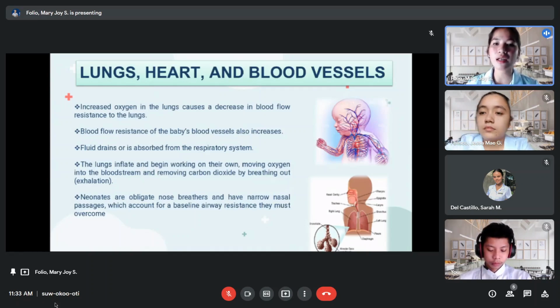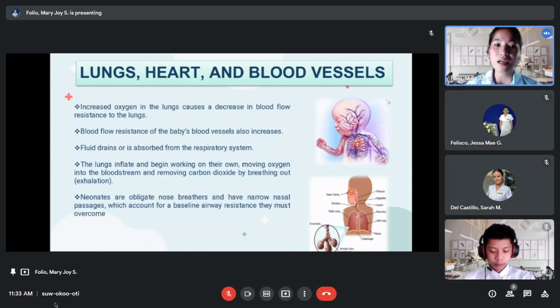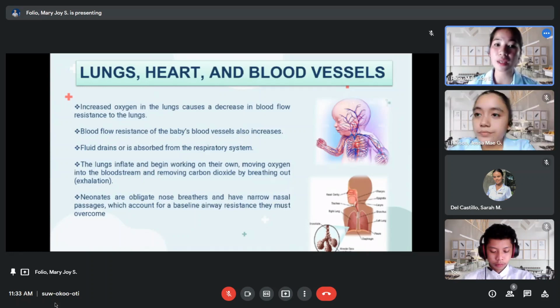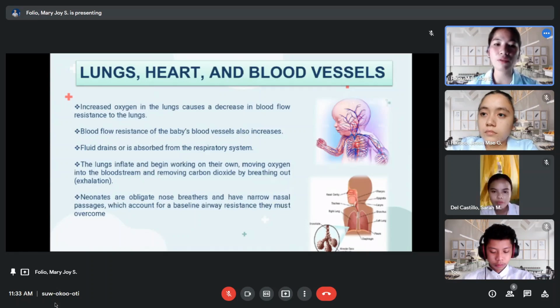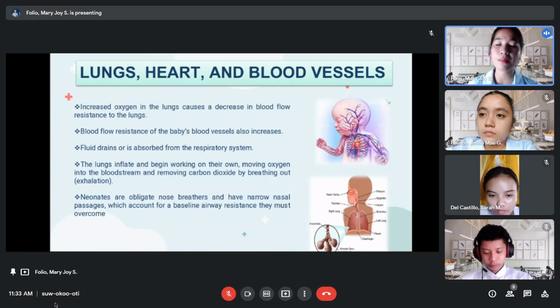Then, neonates are obligate nose breathers and have narrow nasal passages, which account for a baseline airway resistance they must overcome. So, as we all know, changes in the cardiovascular system are necessary after birth because now the lungs must oxygenate the blood that was formerly oxygenated by the placenta. So there is a big difference. The mother's placenta helps the baby breathe, as we all know, while it is growing inside the womb. The oxygen and carbon dioxide flow through the blood in the placenta, and most of it goes to the heart and flows through the baby's body.